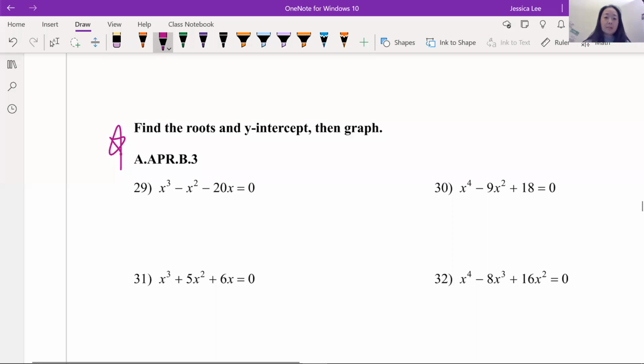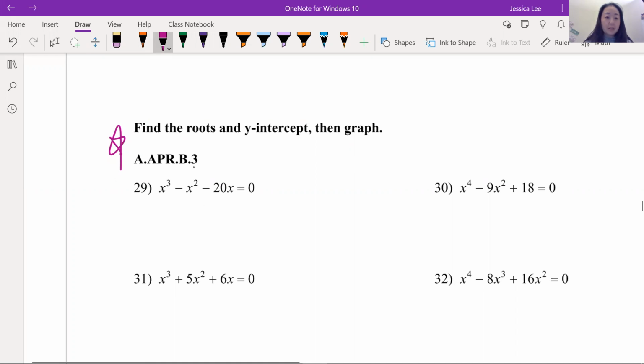Okay, so here is part 2 of the review on the midterm, and this is going to be on problem number 29. We're going to do these problems, and then we're going to do a few more on the bottom, which talks about something else. So notice right here, it says find the roots, the y-intercept, and then graph.